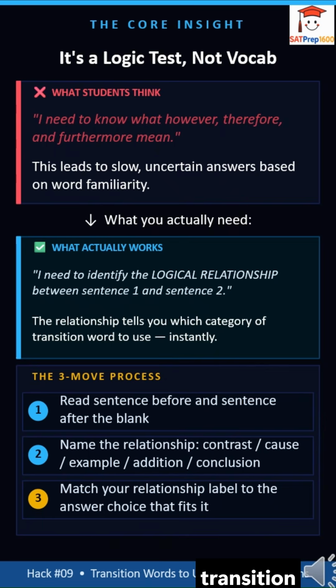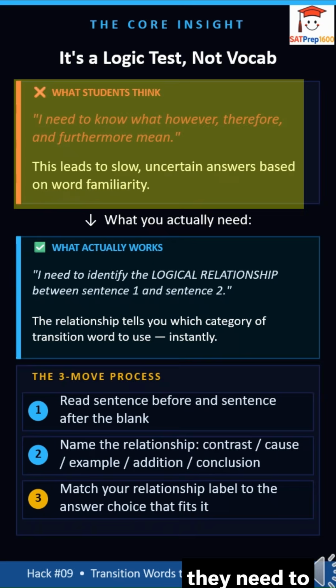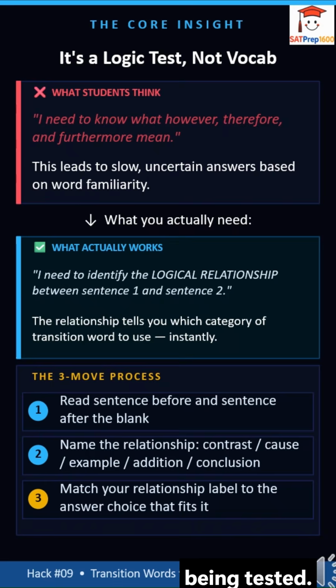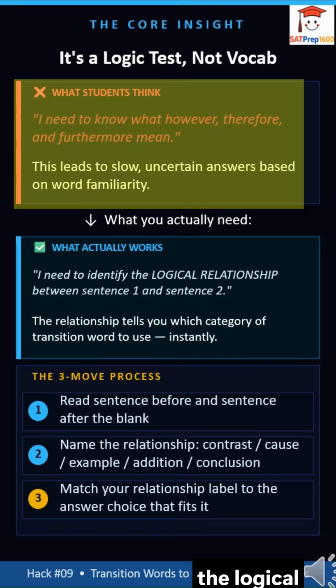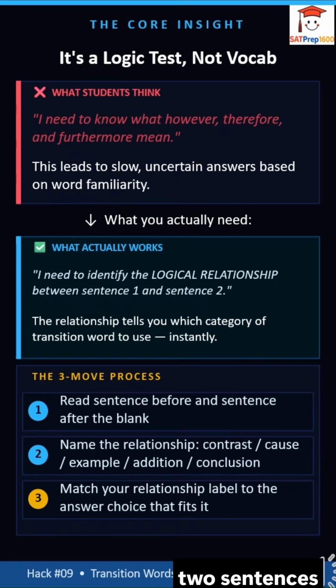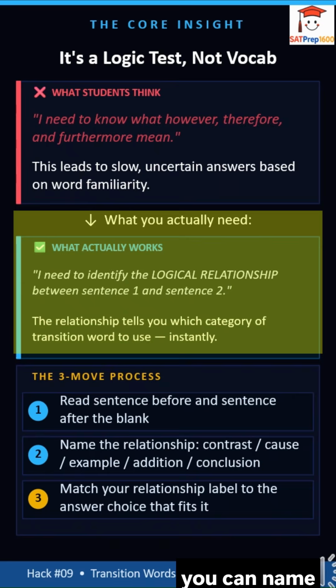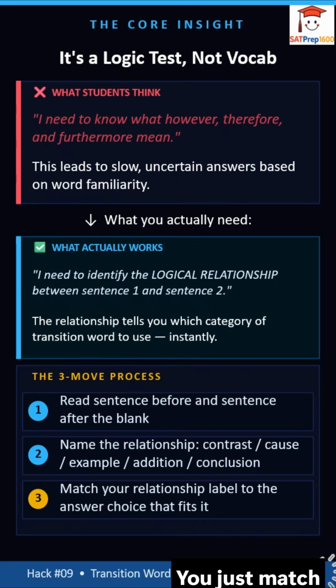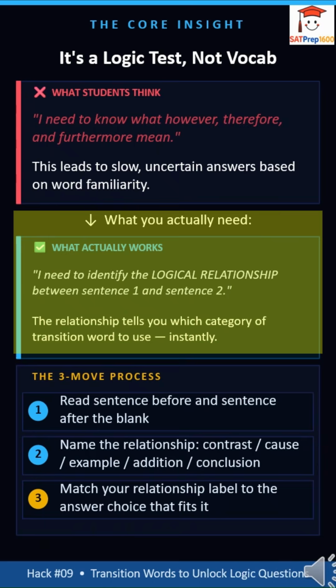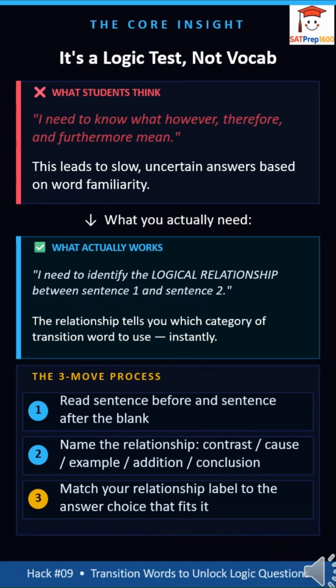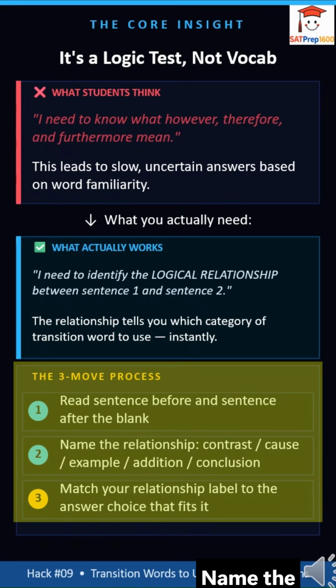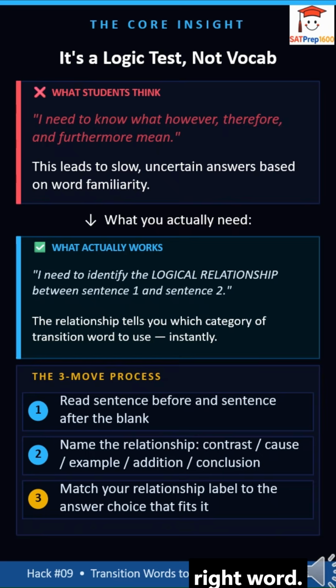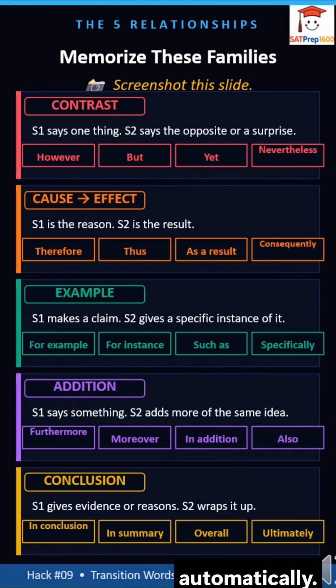Here's the reframe that makes transition questions automatic. Students think they need to know the definitions of transition words. That's not the skill being tested. The skill is identifying the logical relationship between the two sentences surrounding the blank. Once you can name that relationship, contrast, cause, example, addition, or conclusion, you just match it to the category of transition word that expresses that relationship. 3 moves. Read both sentences, name the relationship, match to the right word. The answer follows automatically.